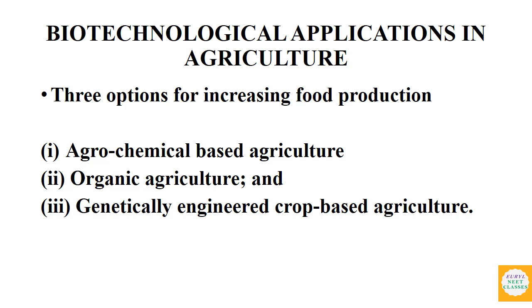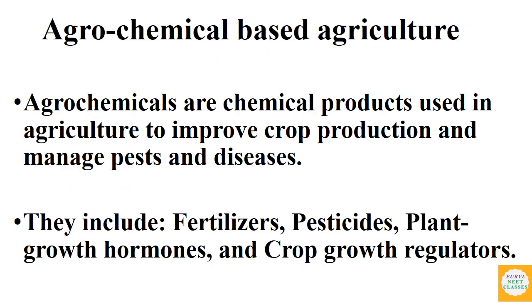Once these two, agrochemical-based agriculture and organic agriculture, failed to give enough yield or food for the exploding population, scientists focused on alternatives that would give more yield. At that time, we created genetically engineered plants which are used in agriculture. Let's see one by one. In agrochemical-based agriculture, we use agrochemical products like what? Fertilizers, pesticides, plant growth hormones and crop growth regulators.